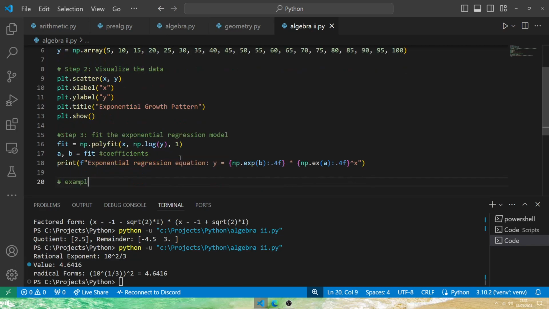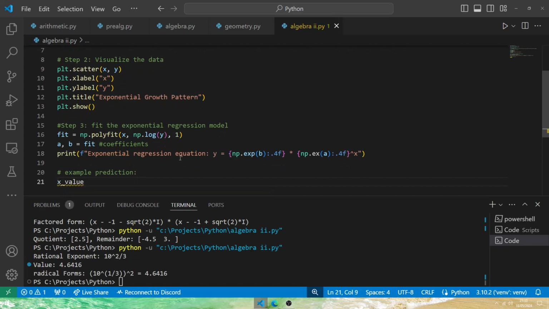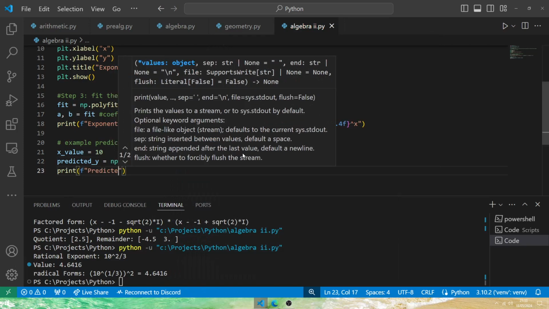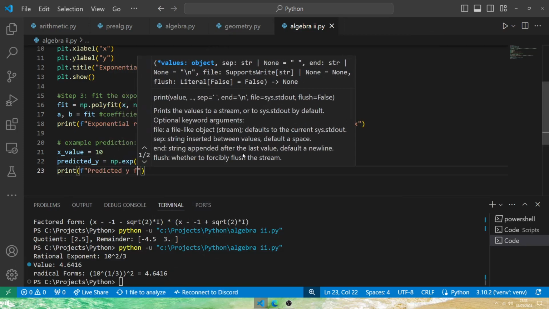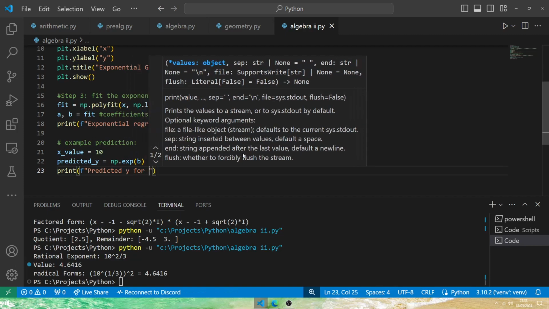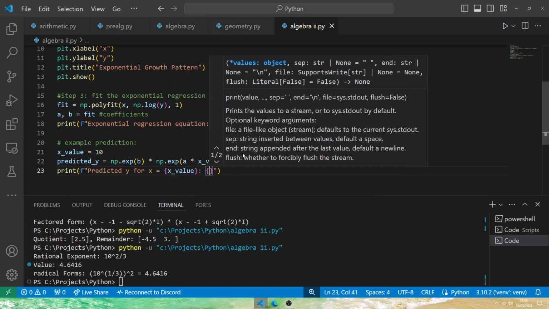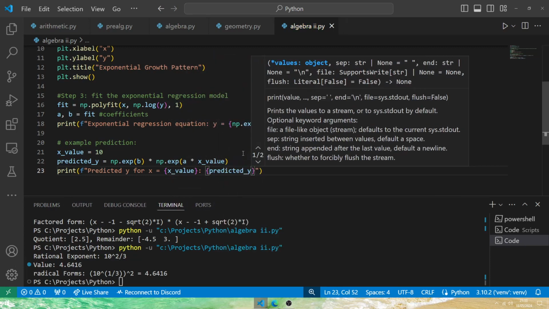And here we can create an example prediction. So x value equals, let's say, 10. Predicted y equals np.exp(b) times np.exp(a times x value). So now we're going to predict y for x equals x value, and print the predicted y.